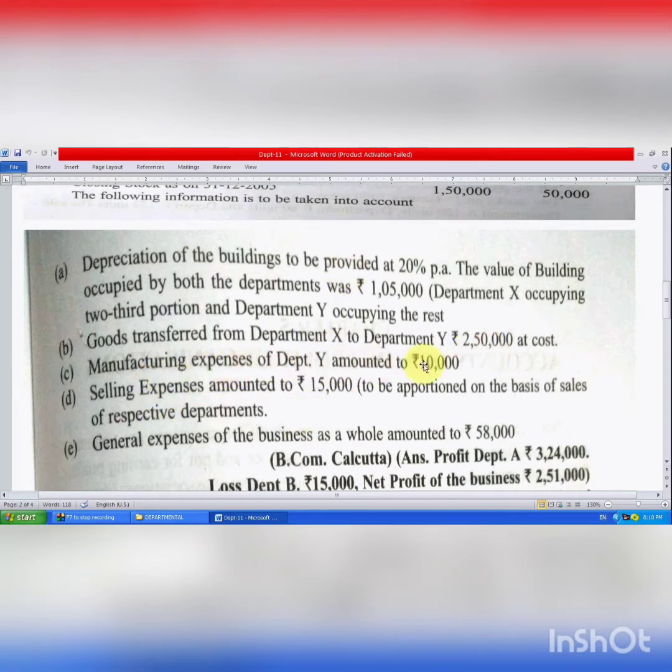Manufacturing expenses belong to Y only. Selling expenses amounted to 15,000, to be apportioned on the basis of sales of the respective departments. So we have to divide these selling expenses in the ratio of sales.